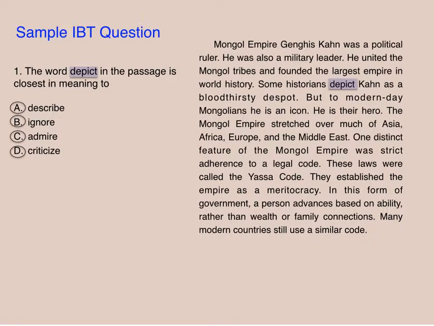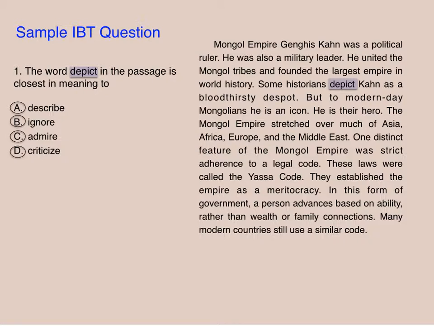Let's look at a sample iBT question. Number 1. The word depict in the passage is closest in meaning to, and then you have 4 choices to choose from. A, describe, B, ignore, C, admire, D, criticize. Well, let's find the sentence that has depict. So here we see it.